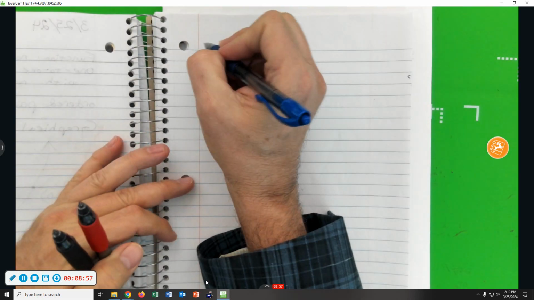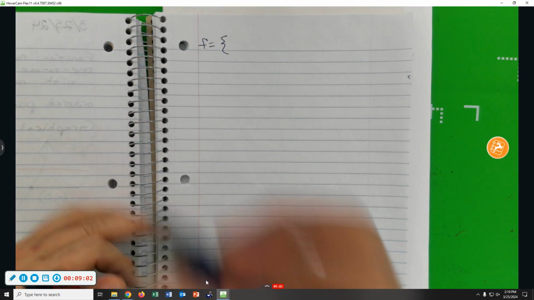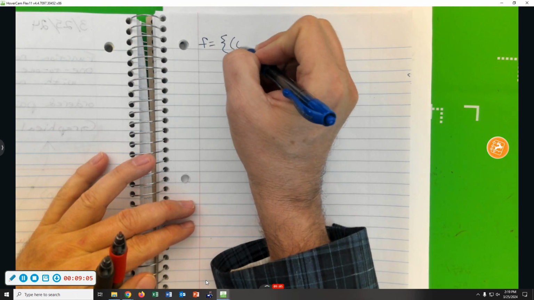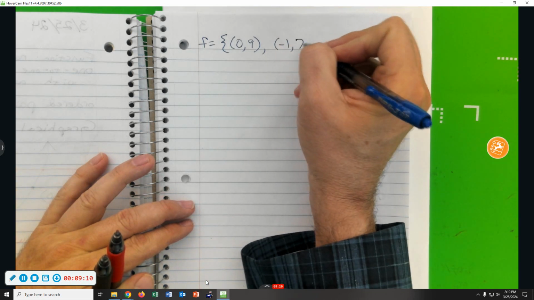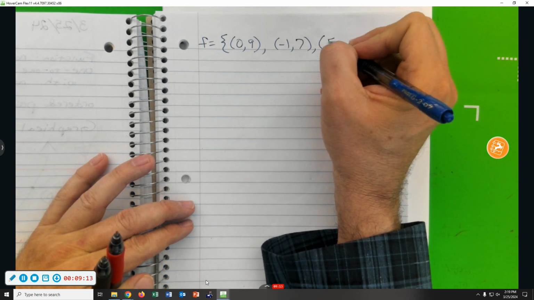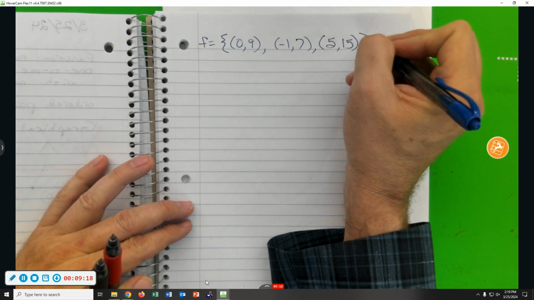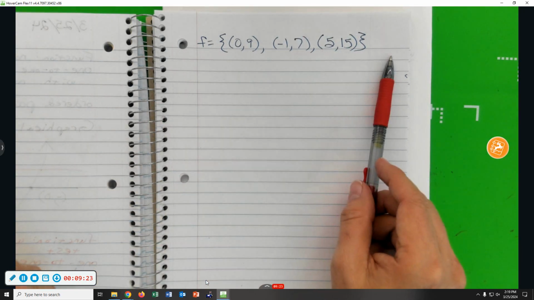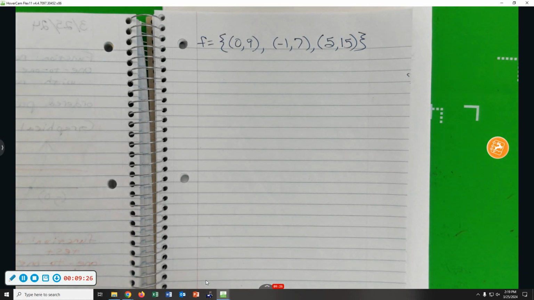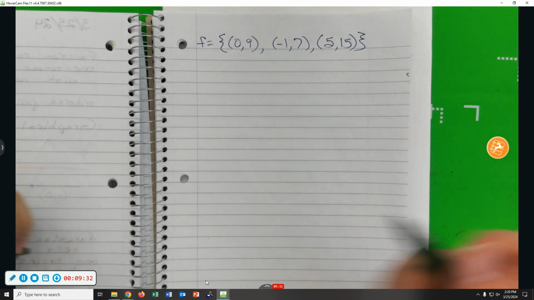Let's consider these two functions. I have the function f, and it's going to contain the ordered pairs (0, 9), (-1, 7), (5, 15). Just 3 ordered pairs, that's good enough. And I'm going to skip a line here. Notice there's no repeated x value, so that is a function.